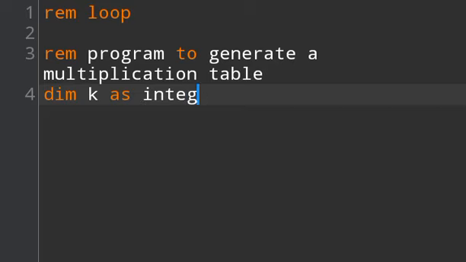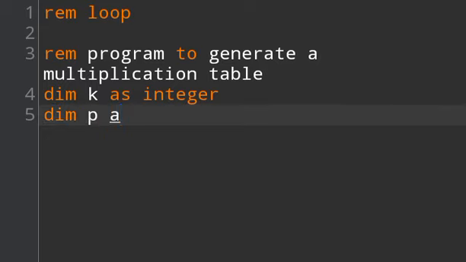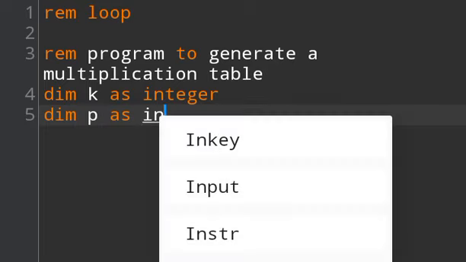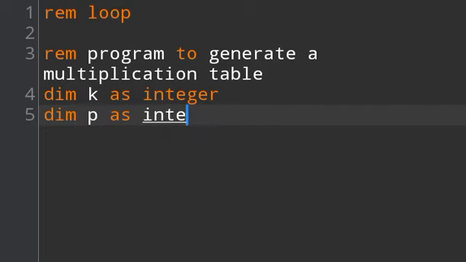So assuming we are using integers, we are also declaring our p also as integer. We are using the p variable, and we declare it as integer.